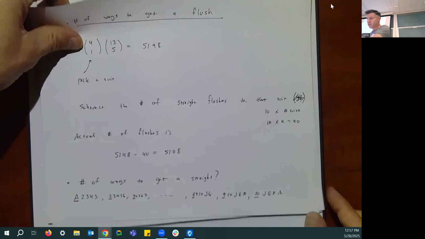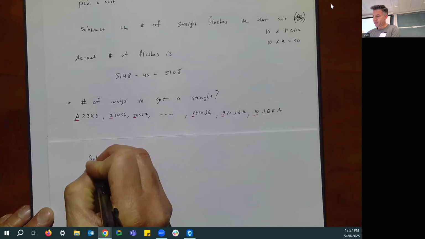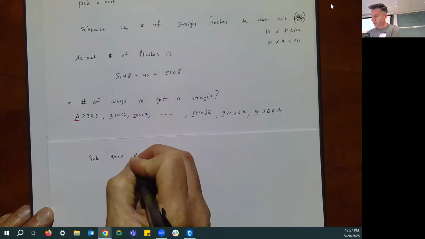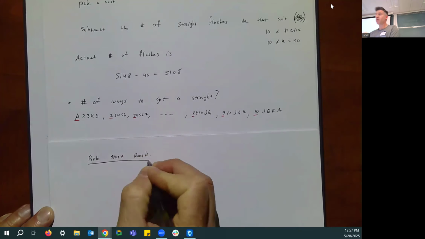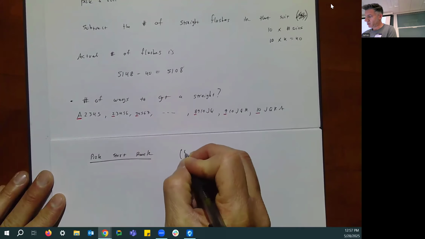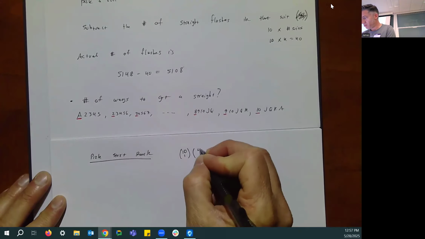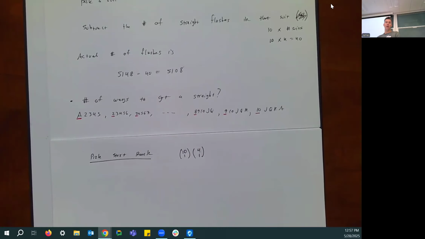So pick your starting rank. There's 10 choose one ways of doing that. So after we've picked our starting rank, then we have to pick the suit of that card. How many ways can we do that? 4 choose one. And then the rest of the cards are predetermined in rank.